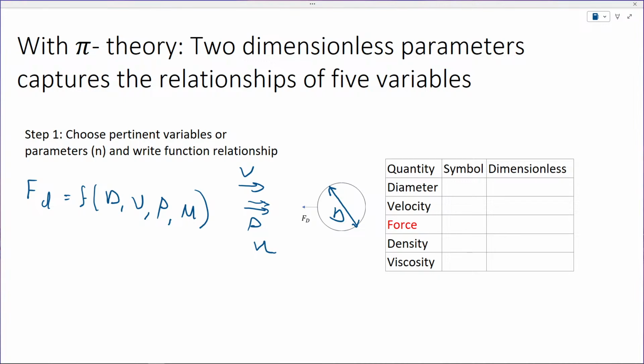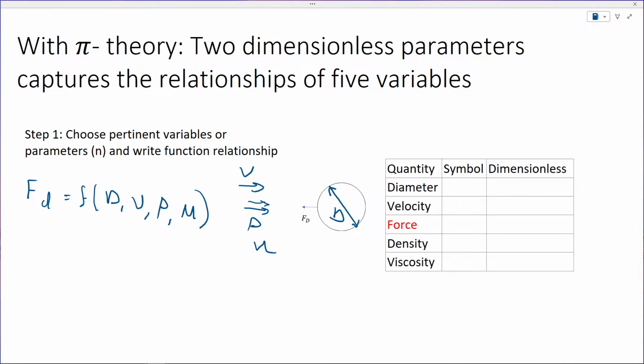When you have a problem like this, remember the Darcy experiment, we did something similar. Here you just need to write your parameters. So here I have four independent variables: the diameter, the velocity, the density, and the viscosity. I have one dependent variable, which is the drag force.